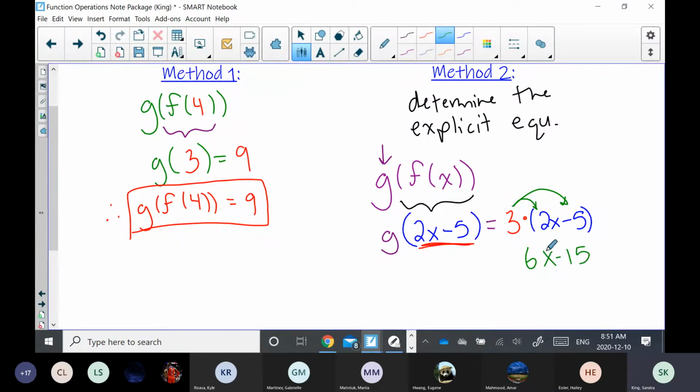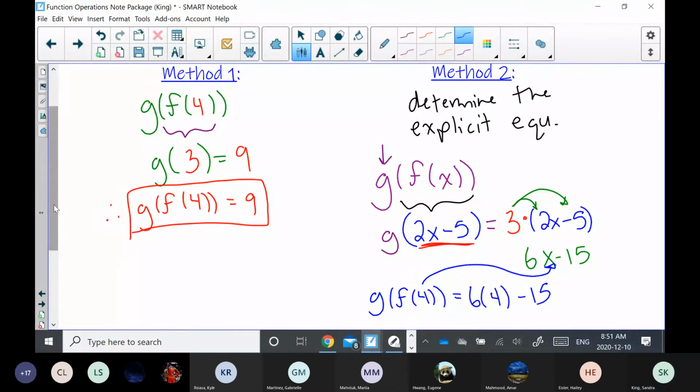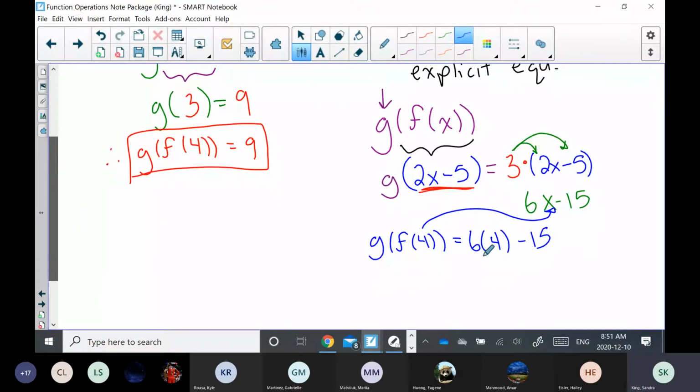That is your explicit equation. So now what I could do is evaluate the g of f of 4 simply by inputting 4 into my explicit equation when I see x. So that would be 6 times 4 minus 15. 6 times 4 is 24, minus 15. And 24 minus 15 is 9.